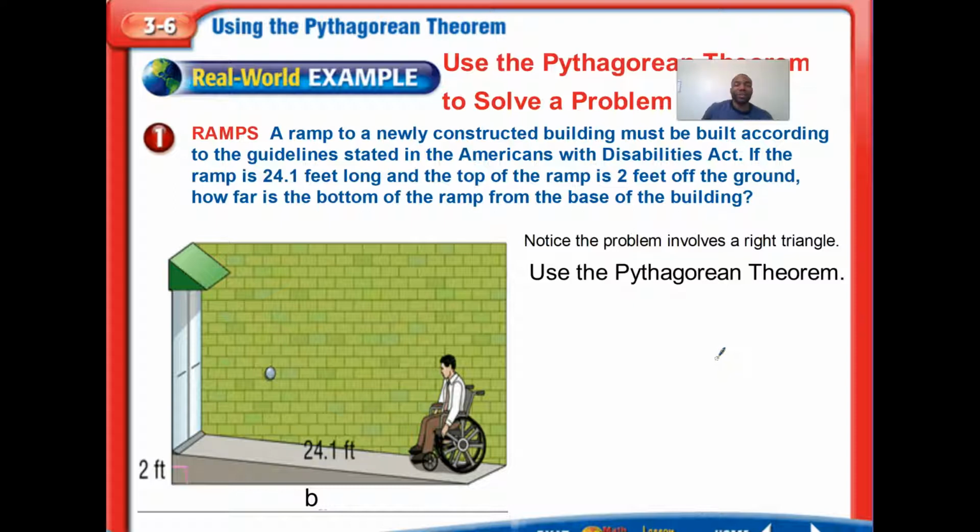All right, so here we go. Word problems. Y'all know how y'all love them. A ramp to a newly constructed building must be built according to the guidelines stated in the Americans with Disabilities Act. If the ramp is 24.1 feet long and the top of the ramp is 2 feet off the ground, how far is the bottom of the ramp from the base of the building?